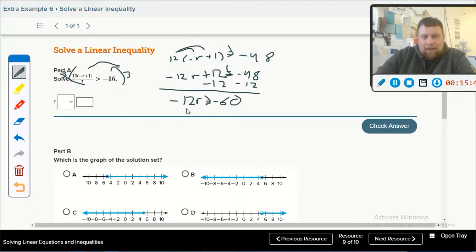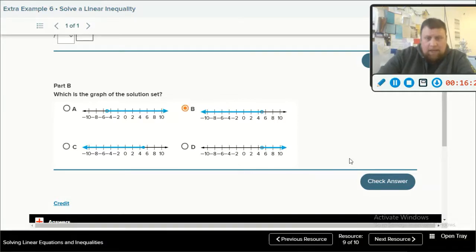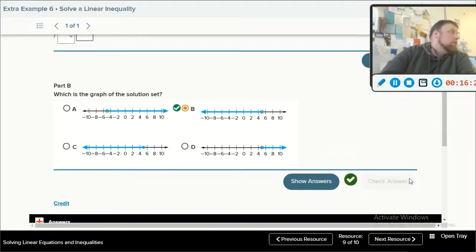And I'm going to divide both sides by negative 12. Uh-oh, we're dividing by a negative. What happens? We flip the sign. So now I'm going to have r is less than, negative divided by a negative is positive, and 60 divided by 12 is 5. So r is less than 5. So it should be an open circle pointing to the left of 5. Looking for 5, open circle, right there, pointing to the left. Because each goes up by 2, so that's 5. This is most definitely B. Sweet. Good work, y'all.